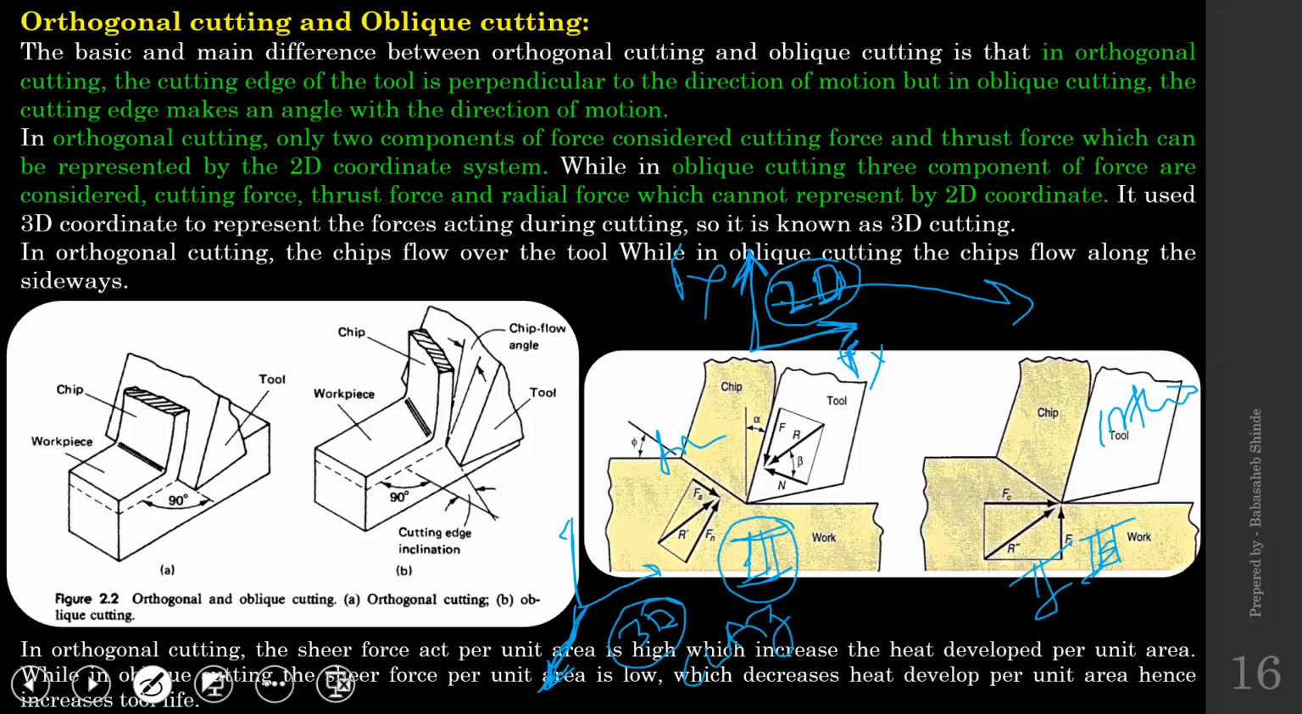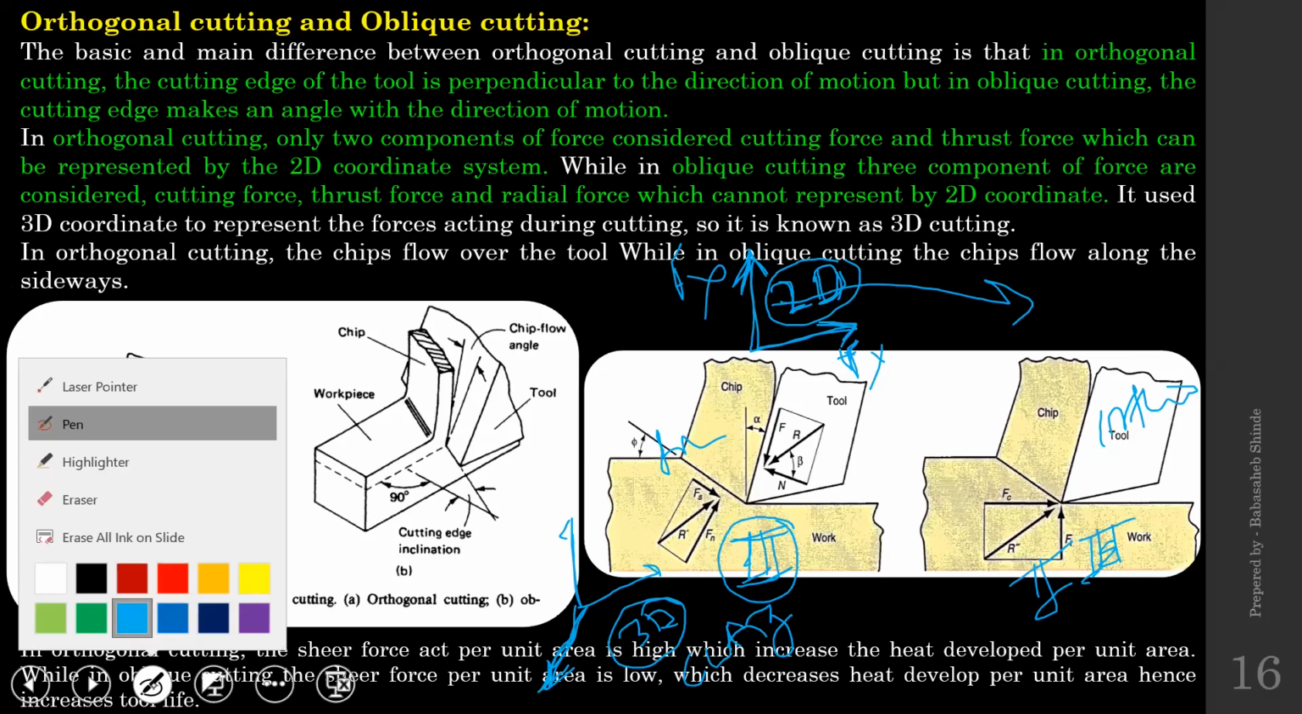Why is it called 3D cutting? There might be a multiple choice question on this one. Why do we call oblique cutting 3D cutting? The answer is because there is an involvement of three cutting forces, and to represent those three forces we have to take the help of three axes simultaneously. That becomes a 3D system, and that's why this is called 3D cutting.